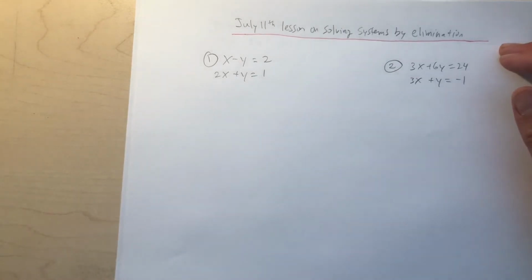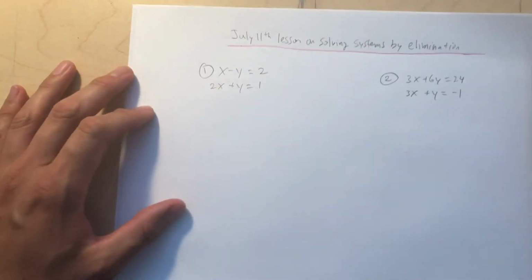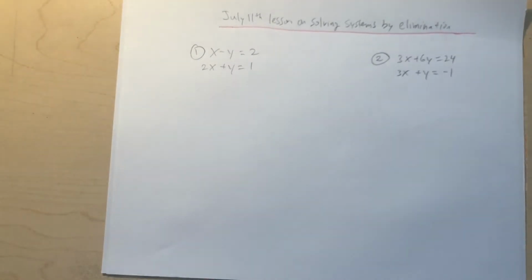So that's what we're going to do. We're going to solve by something called elimination. The only part that's tricky is determining what you want to eliminate, which variable you want to get rid of, the x or the y. You have to get rid of one of them so you can solve for the other one.